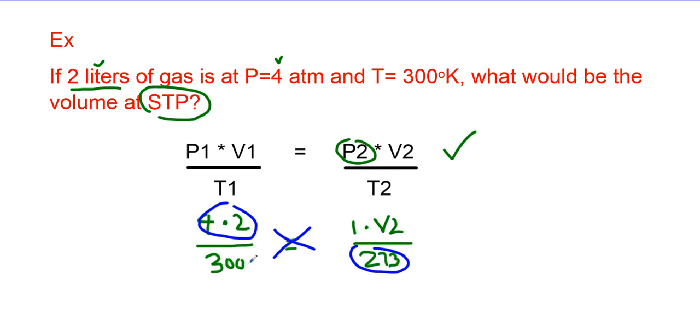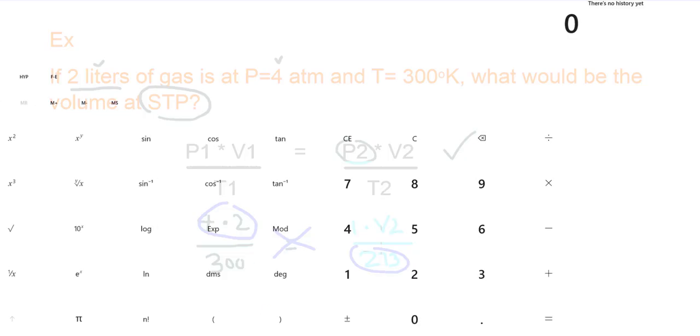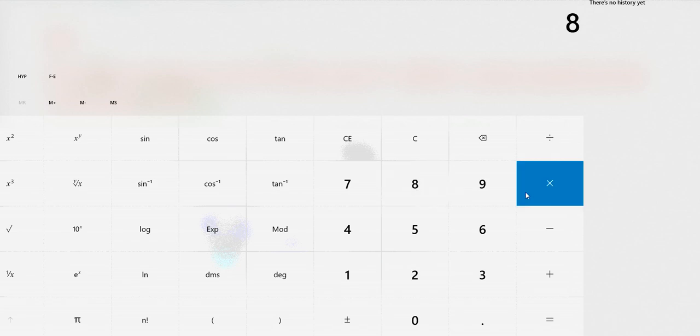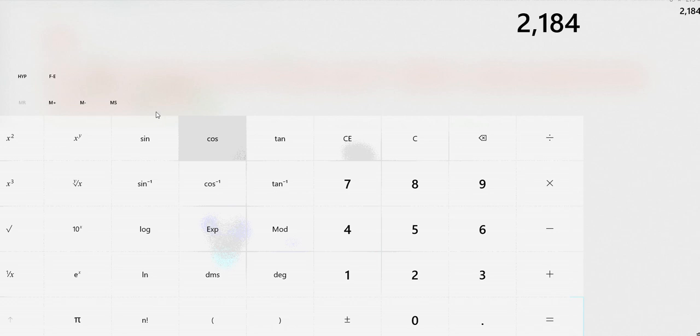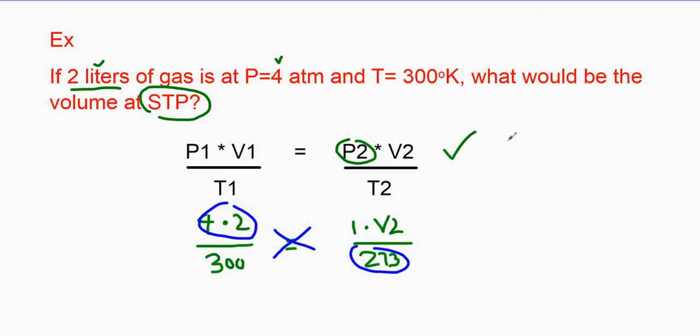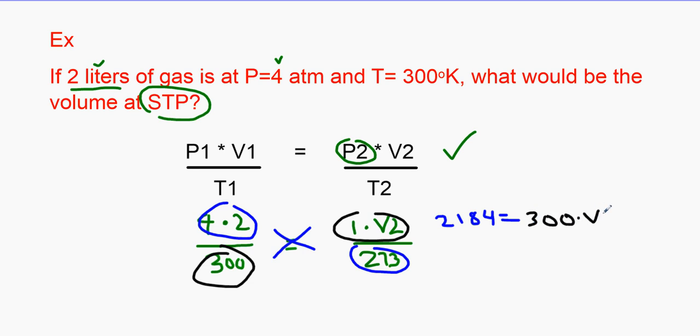So 4 times 2, that's 8. And what do we get here? 8 times 273 is 2,184. And that's going to equal, and then we cross multiply the other ones. So 300 times 1 times V2. Don't need a calculator for that. That's 300 times V2.